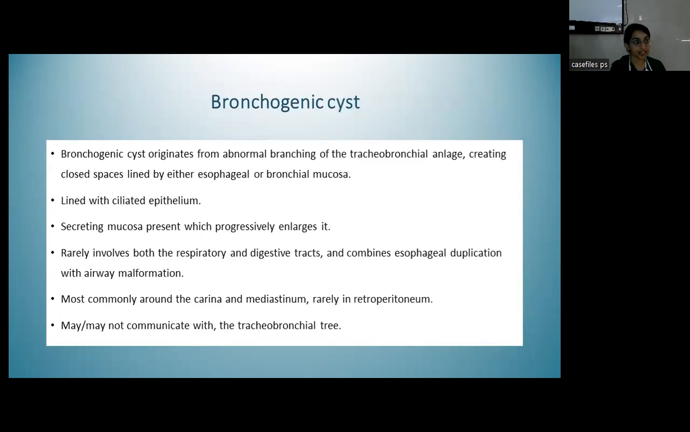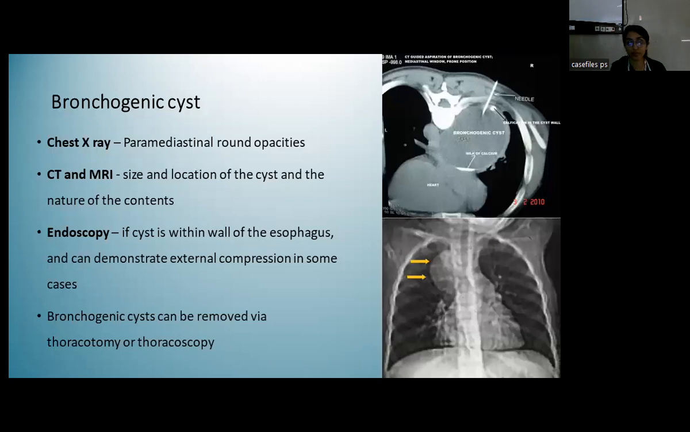Coming to bronchogenic cysts, these originate from the abnormal branching of the tracheobronchial anlage, creating closed spaces lined by either esophageal or bronchial mucosa. These are usually lined by ciliated epithelium, and secreting mucosa is present inside it, which causes it to enlarge progressively. They rarely involve both the respiratory and digestive tracts and combine esophageal duplications with airway malformations. Most commonly, they are present around the carina and the mediastinum, and rarely they might also be present in the retroperitoneum. They may or may not communicate with the tracheobronchial tree, but usually do not communicate.